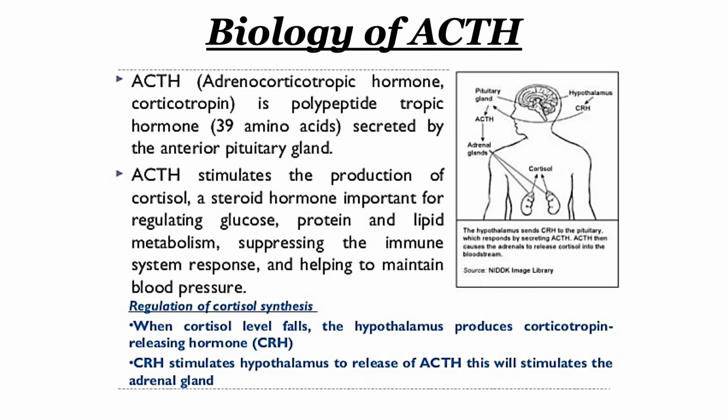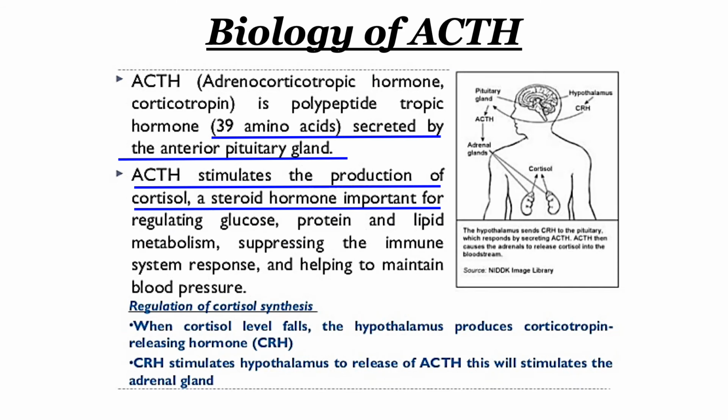Now I'd like to give you a little more of the biology of ACTH. First of all, it's a 39 amino acid peptide secreted by the anterior pituitary gland. ACTH stimulates the production of cortisol, and that cortisol is important not only for maintaining blood pressure, as we've talked about, but also stimulates regulation of glucose, protein, and lipid metabolism. Moreover, cortisol suppresses the immune system response and helps maintain blood pressure, as we've already talked about.